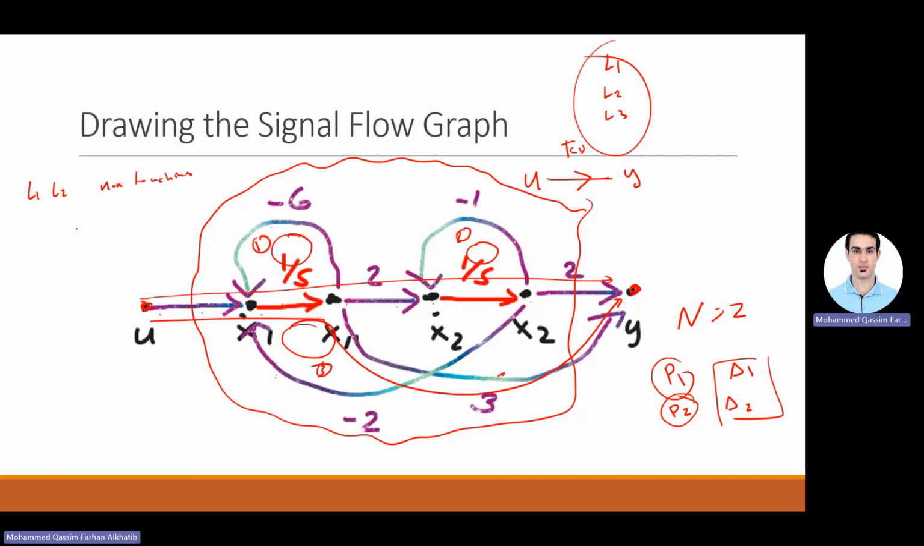What about L1 and L3? So this is L1 and this is L3. Notice that there's this common branch between them, so they are touching. L2 and L3, there is also this common branch that is touching. So these are all 3 combinations of these 3 loops: L1 and L2, L1 and L3, and L2 and L3. L2 and L3, they are touching. L1 and L3, they are touching. L1 and L2, they are not touching.